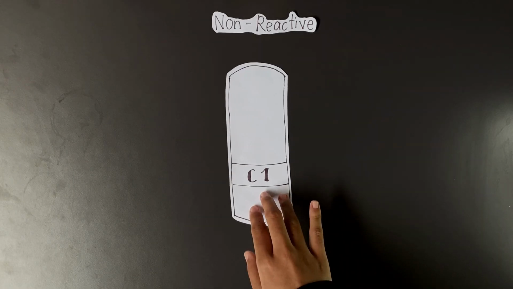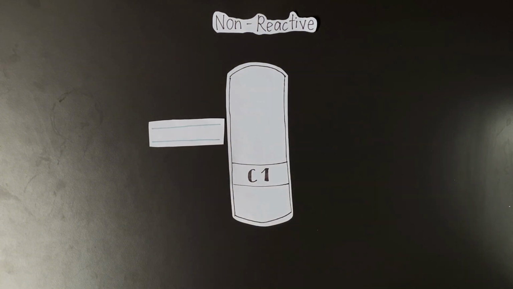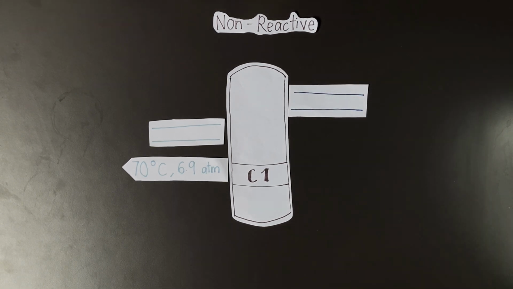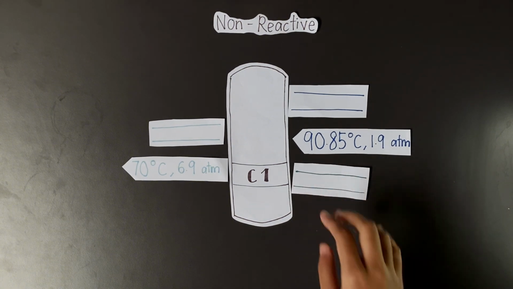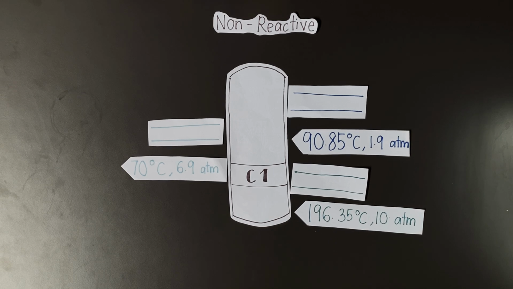For the non-reactive calculation, we chose distillation column 1 as our unit operation. The feed enters C1 at 70 degrees Celsius and 6.9 atm. The overhead product exits the unit at 90.85 degrees Celsius and 1.9 atm. Meanwhile, the bottom product exits the unit at 196.35 degrees Celsius and 10 atm.